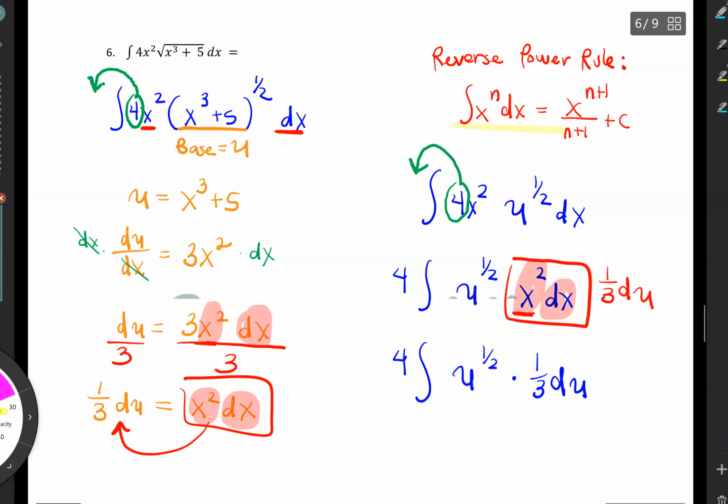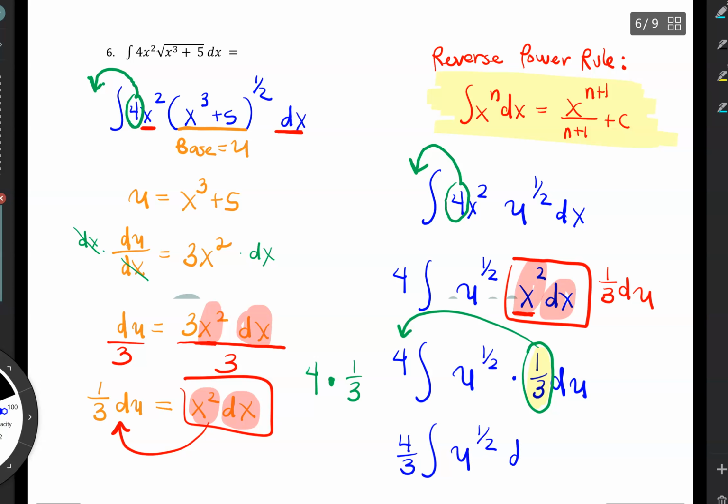But that's okay. It's almost matching this reverse power rule up here, right? Almost. There's technically a constant in there that's not matching, so let's just pull that out. Remember, if there's a constant being multiplied, we can pull it out. And so technically you'll have a 4 side by side with a 1/3. You multiply that on your calculator using your fraction button, or you might just recognize it's 4/3. So when I pull that out, I'm going to get a 4/3 integral u to the 1/2 power du. And that's going to fit my rule.